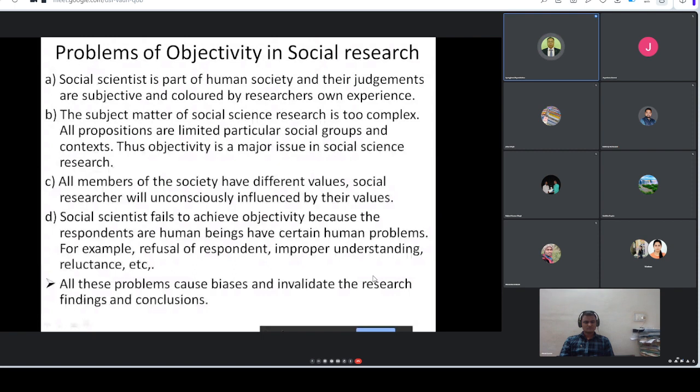Social scientists fail to achieve objectivity because sometimes the respondents, remember, respondents are human beings, have their own problems. As a result, sometimes they don't respond properly, or they refuse to respond, or they are reluctant to respond. Particularly in India, when it comes to feminism, gender studies, or sexual crime, it's very difficult because the victim doesn't want to disclose everything. Sometimes they're reluctant.